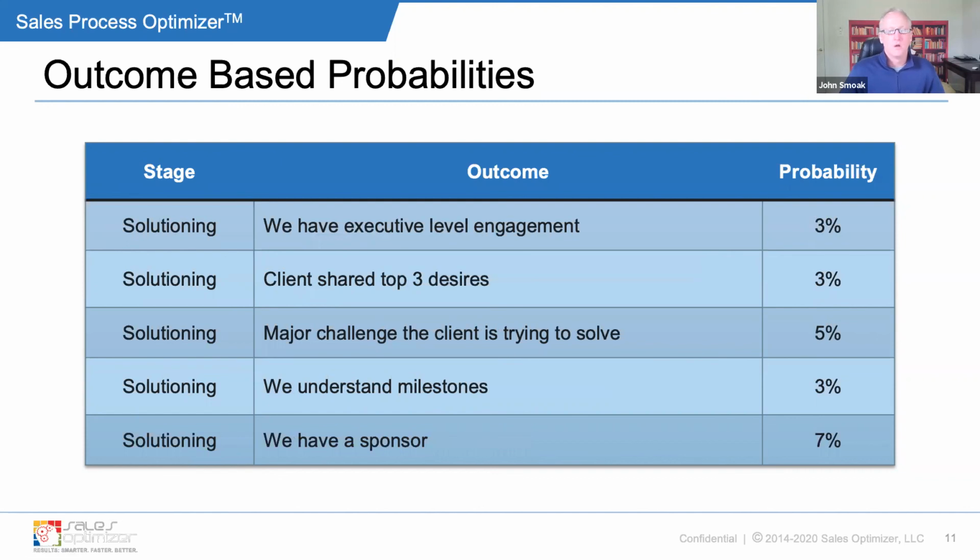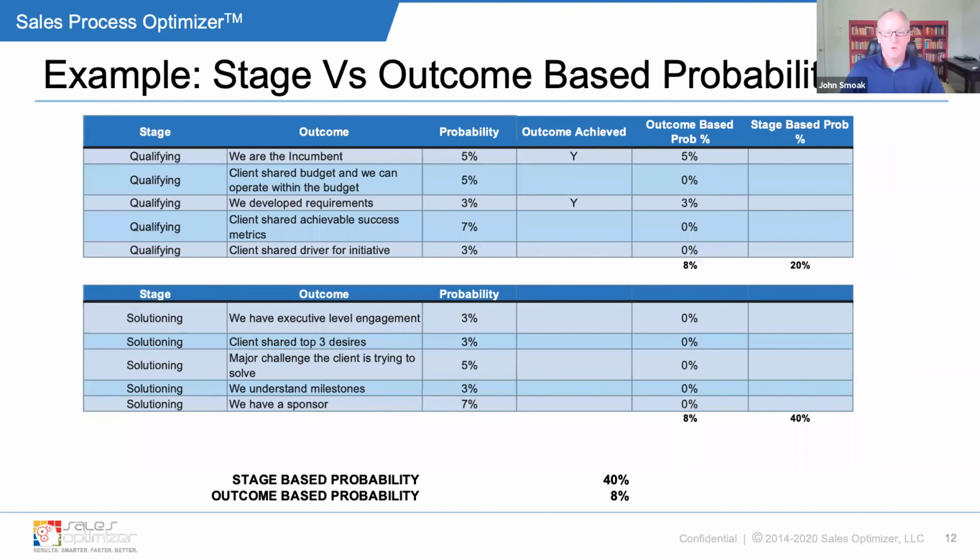And it's more powerful. So let me show you what I mean by that. This is an example. Here I have the qualifying stage, I have the solutioning stage with some outcomes. Now, when I am in the qualifying stage, no matter what, I'm at a 20% probability. When I'm in the solutioning stage, no matter what, from a Salesforce standpoint, I'm at a 40% probability.